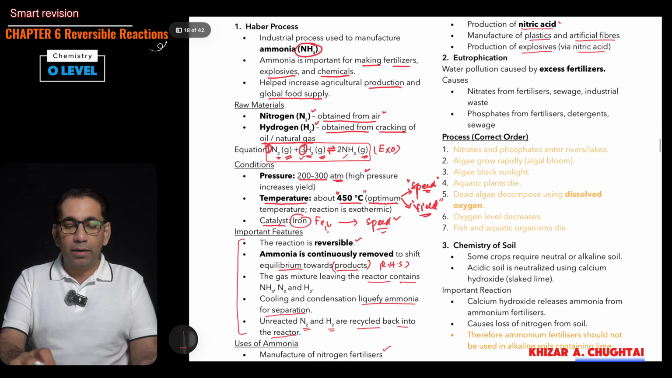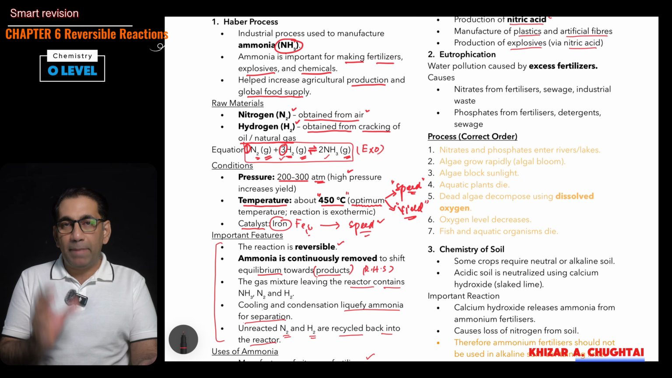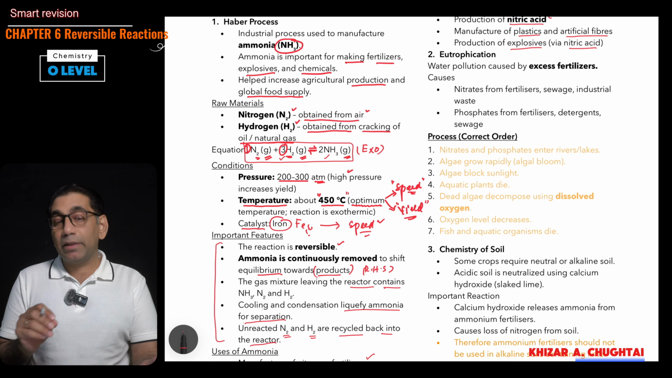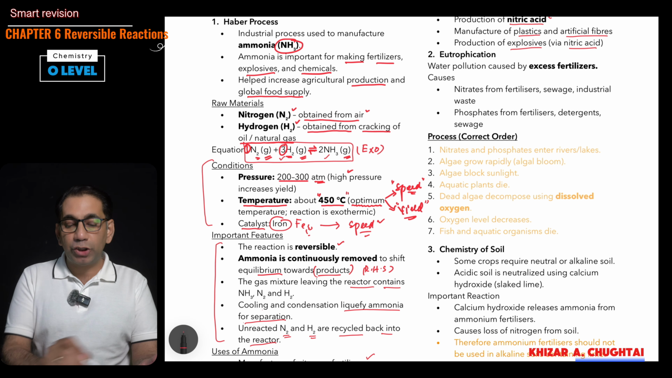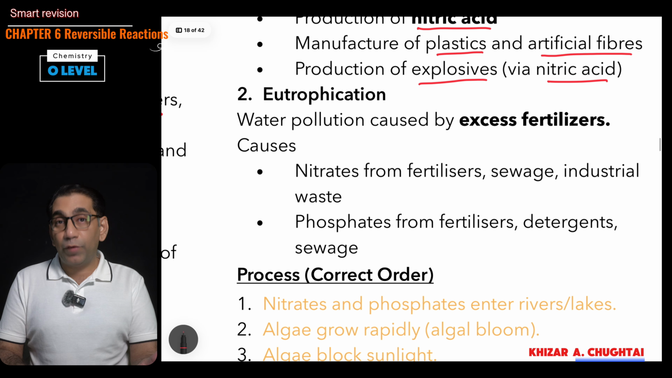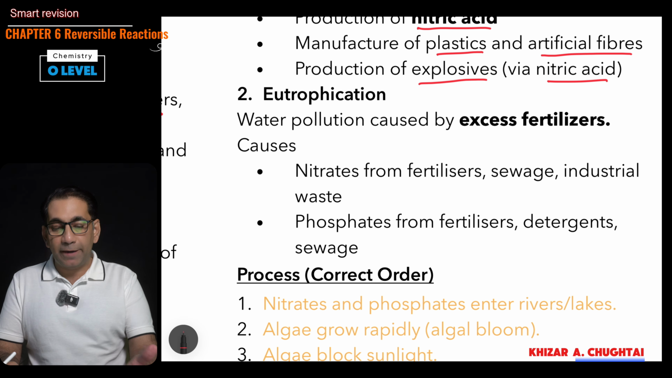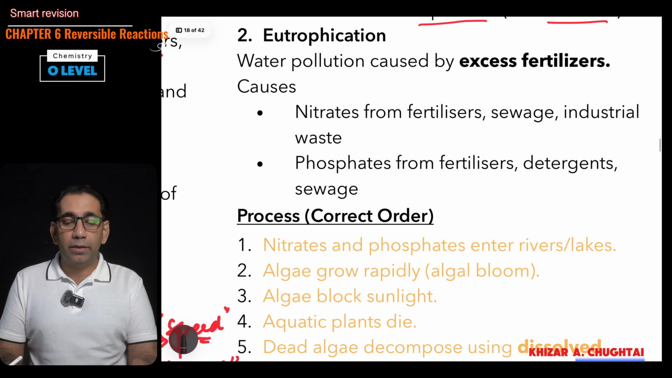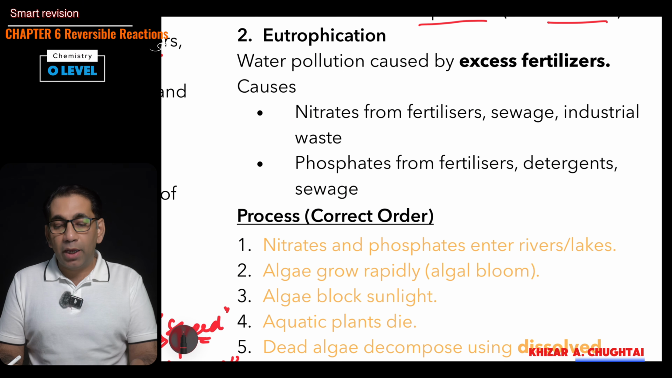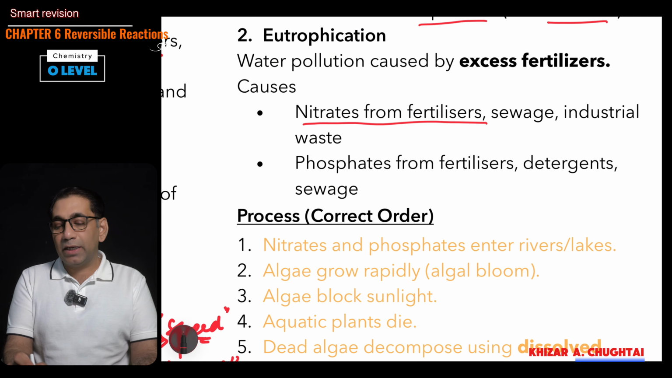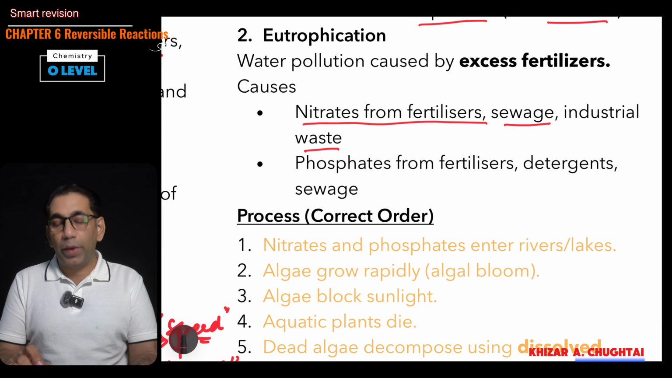So that was a quick review of how ammonia is produced, and what the main conditions are to synthesize the maximum yield of ammonia within the shortest time span. Next thing, indirectly, is eutrophication. Water pollution caused by excess fertilizer, for example nitrate from the fertilizer, sewage and industrial waste.